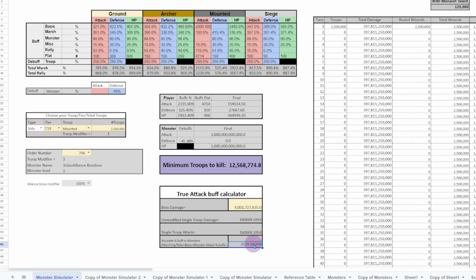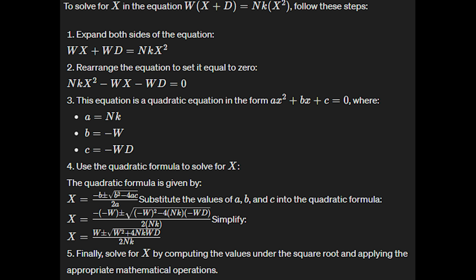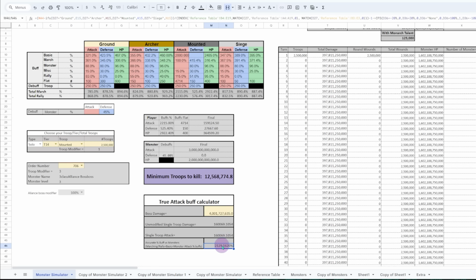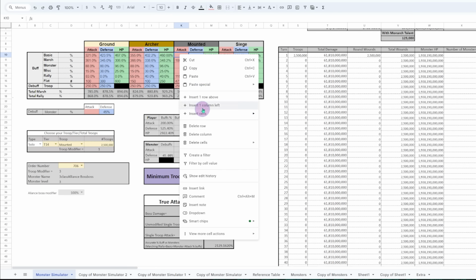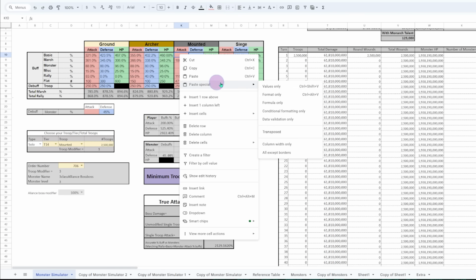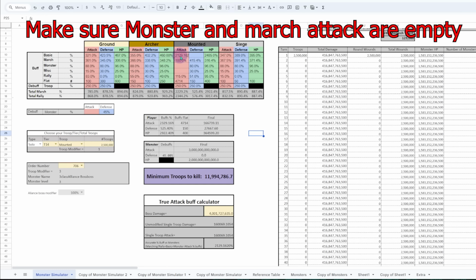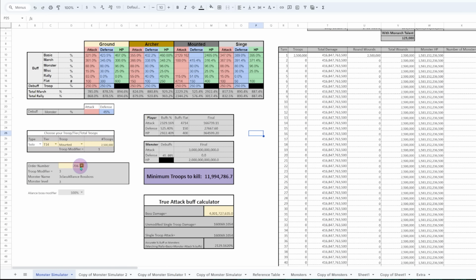Now, this was not easy for me because I had to relearn how to do quadratics to figure this out. It's not fun, but this gives you an accurate percent overall that you can just copy and paste right here. So with this number, I'm able to determine the exact number of troops for any monster that I put in here.